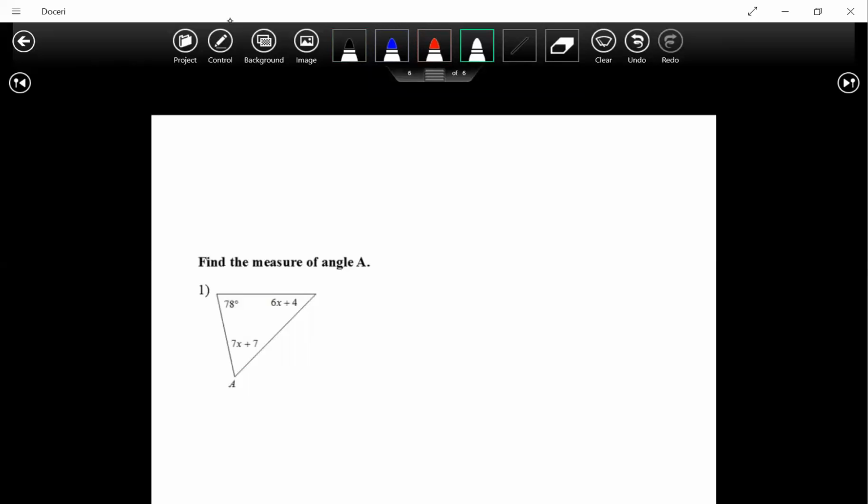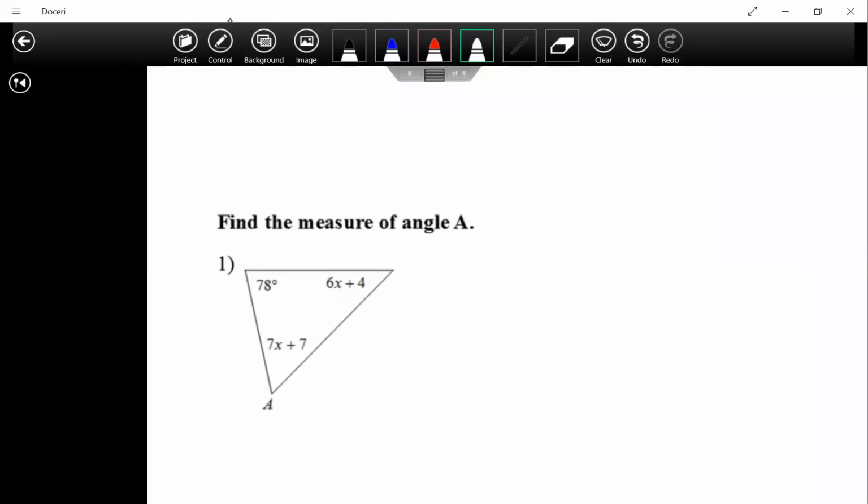Now, in the triangle that it's giving you here, we know that the triangle sum is adding up. This will be posted. You'll be able to access it. Now, the process of what you're doing for this one is the following. I'm getting the angles, so I want to add them up. 78 plus the next angle, which happens to be 6x plus 4. We're going to add the other angle.